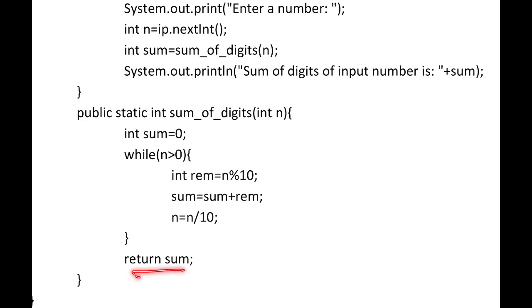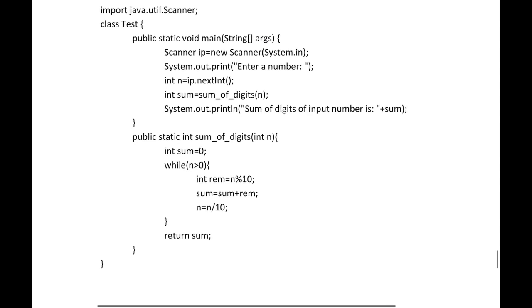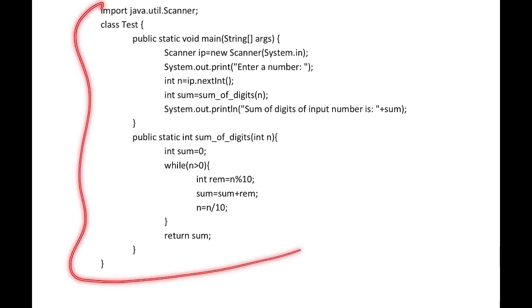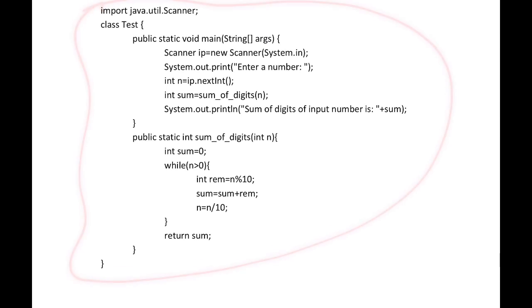Now the value of sum is assigned to this sum and it is going to execute the next line, that is System.out.println("Sum of digits of input number is" + sum). So these things are going to display on the screen, that is, sum of digits of input number is, so the value of sum is going to be displayed. So this is the complete program. So you can test it in your machine.